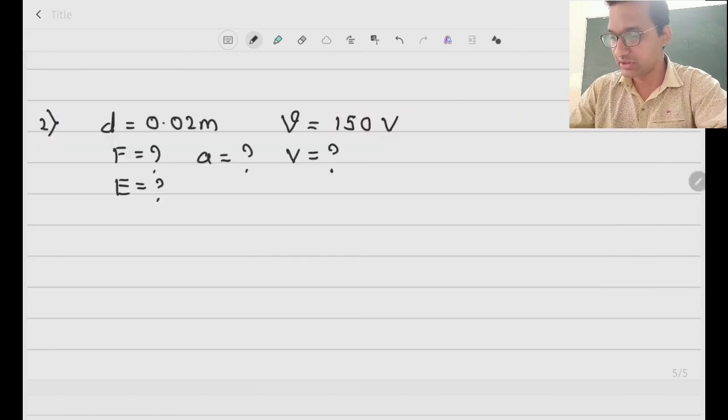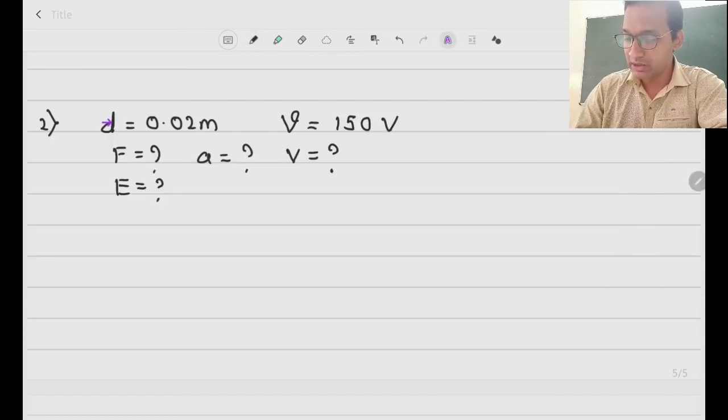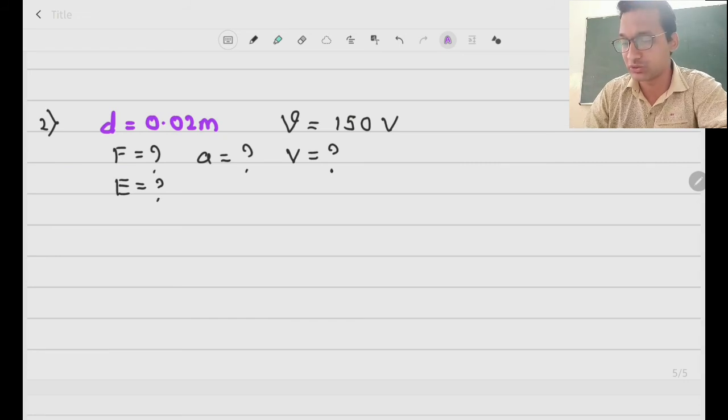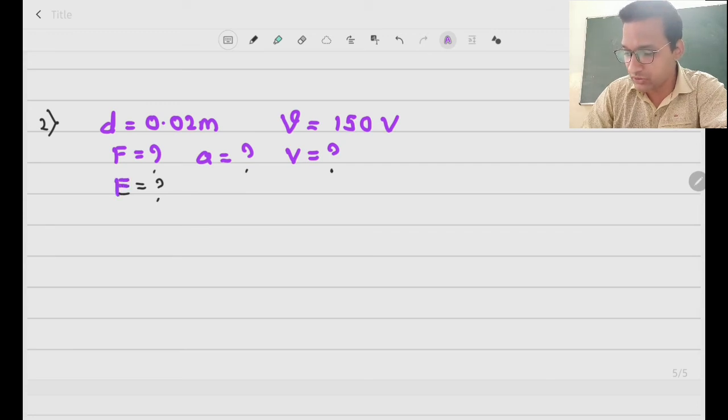So let us see what is given in this problem. They have given us the distance between the two plates, that is 0.02. They have also given us the potential difference between the plates, that is 150 volts. They have asked us force, acceleration, and velocity. But to calculate this, we will have to first find out what is electric field between the two plates. Now, how to find this?